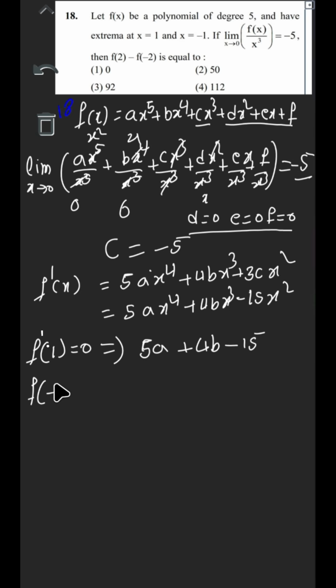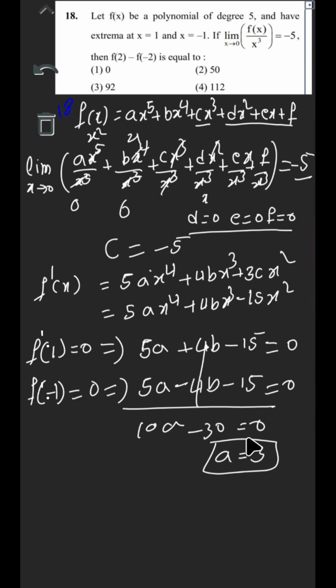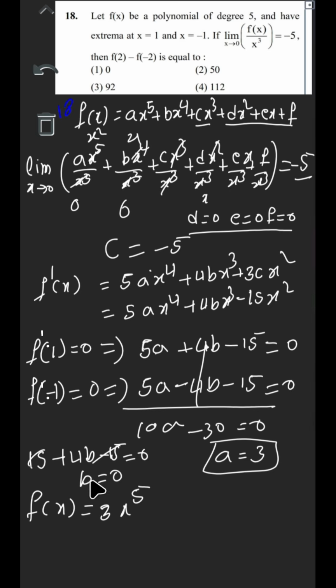F dash of minus 1 is also 0. The a value is 3. Substitute in any equation. I will substitute here: 5 threes are 15 plus 4b minus 15 is equal to 0. The 15 cancels, so b is equal to 0. So now f of x is equal to a x power 5, the a value is 3, so 3 x power 5. The b value is 0, so don't write it.